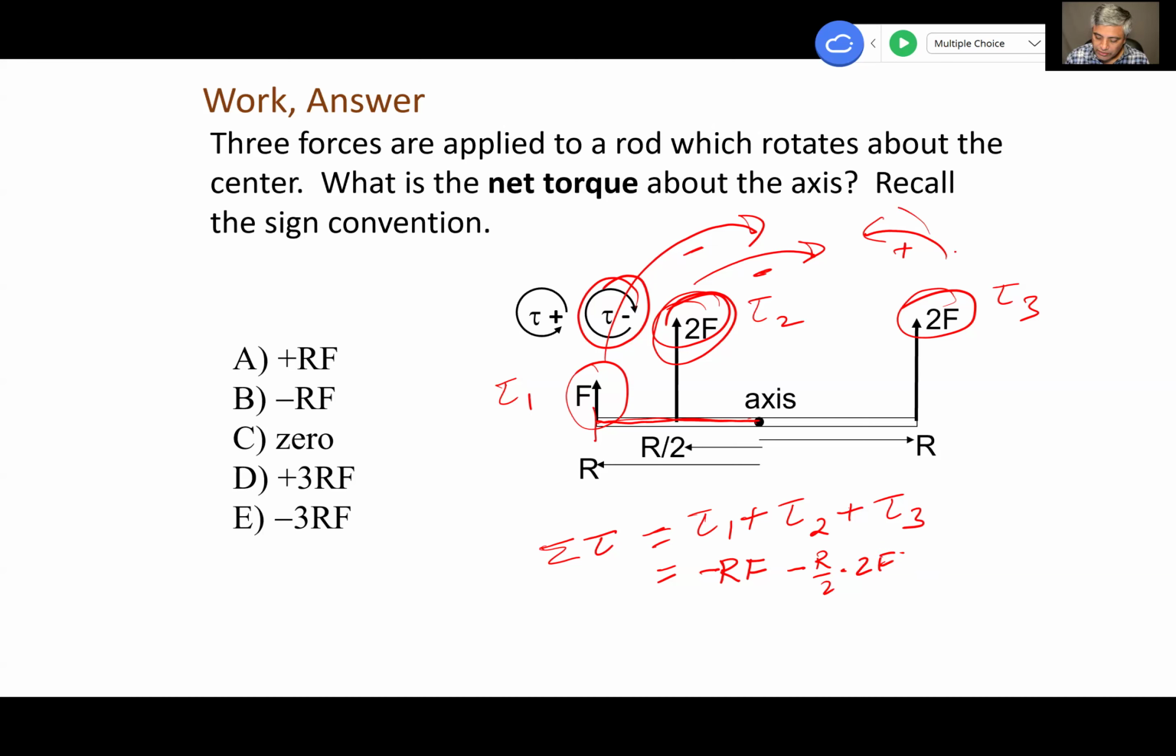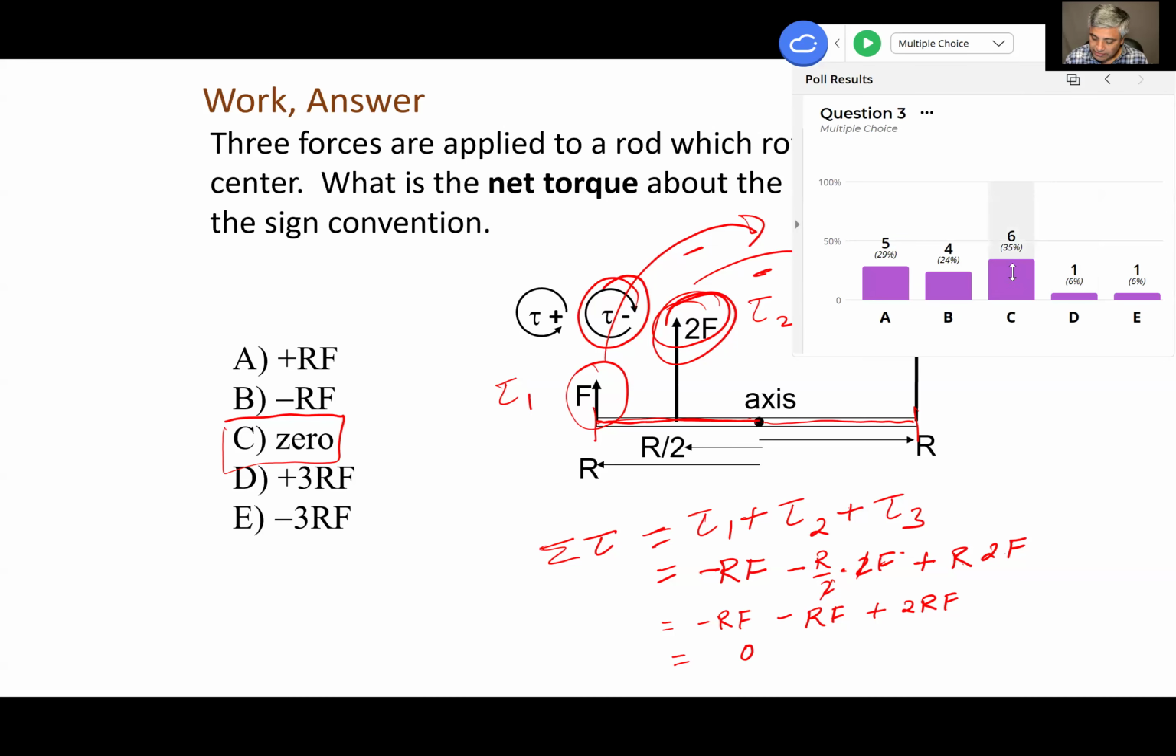Now this one is trying to rotate counterclockwise, meaning it's positive, and its lever arm is R, and the force itself is 2 times F. So now we need to add these. There is a 2 that cancels. So there is negative RF, and there is negative RF that survives there, and positive R times 2F, meaning 2 times RF. So it looks like this is going to add to 0. So C is the correct answer in this case. Okay.